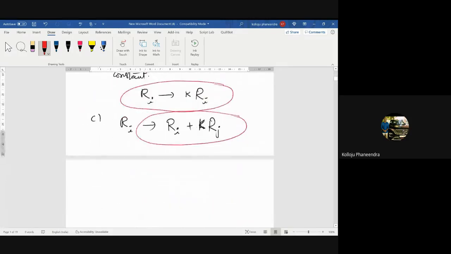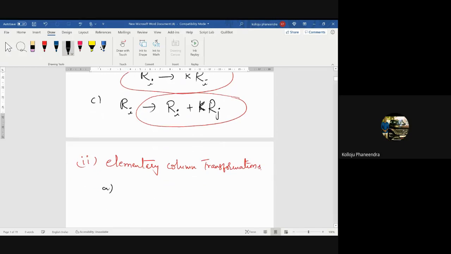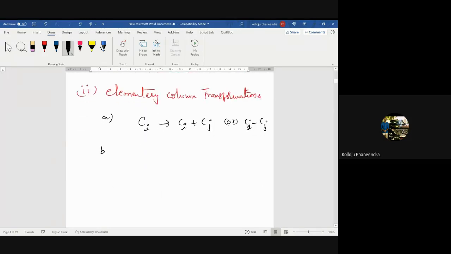And next, second one is elementary column transformations. Same, instead of row, now column. What is the first one here? I can add any two columns, or subtract two columns, Ci plus Cj or Ci minus Cj. And second one is constant multiplication of the elements of a column, k into Ci. And the third one is Ci changed to Ci plus k into Cj.